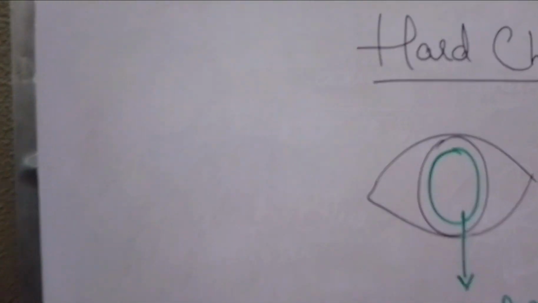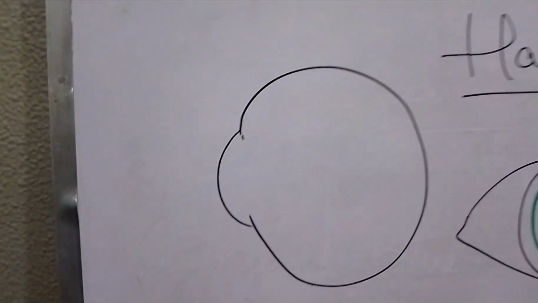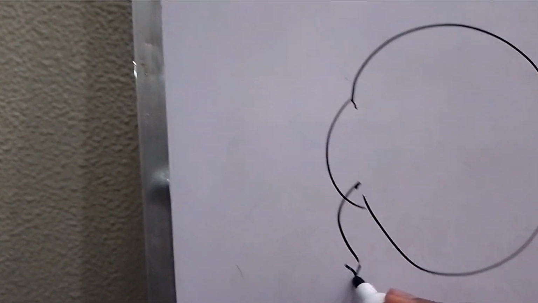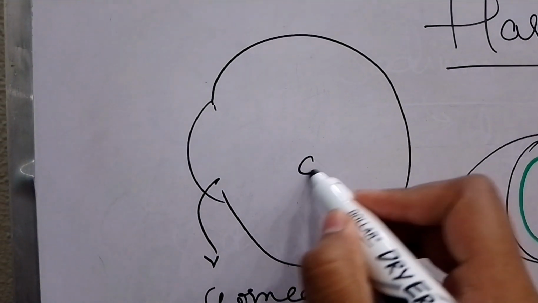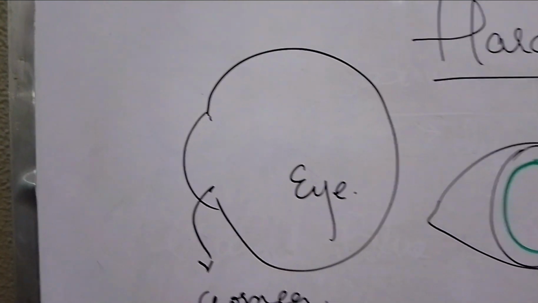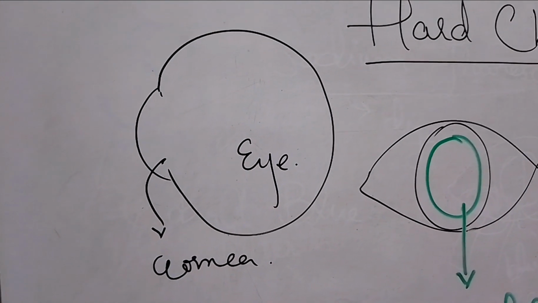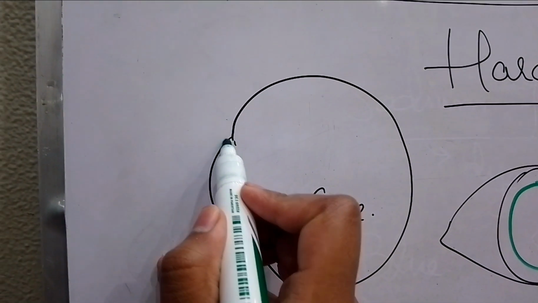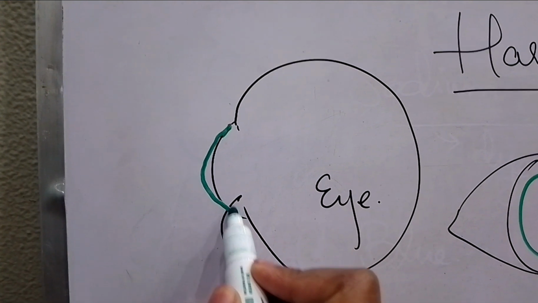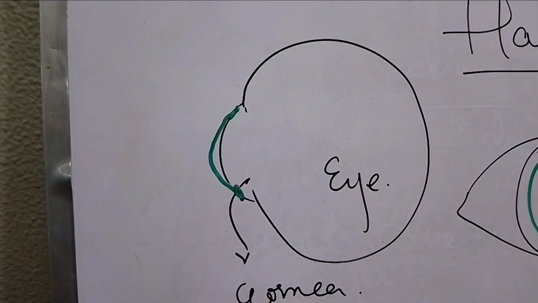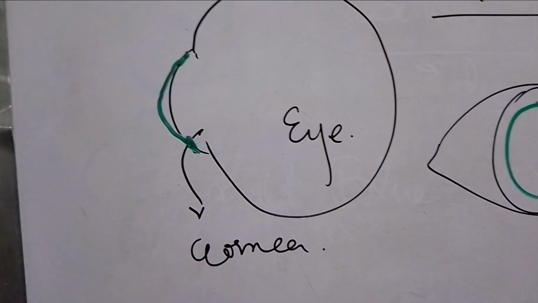So, this is a cornea, and this is basically the eye, right? The contact lens is rested onto the surface of the cornea in such a way that the contact lens should touch the edges while not touching the corneal apex of the cornea, and then again should be attached to the edges, right?